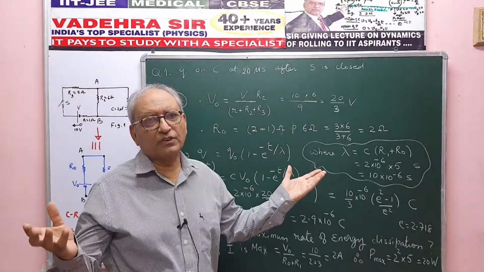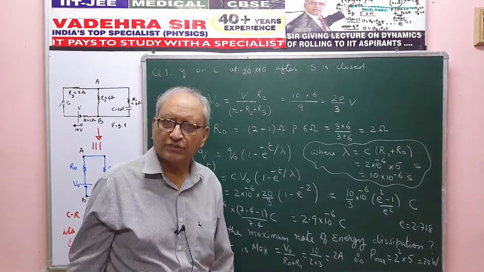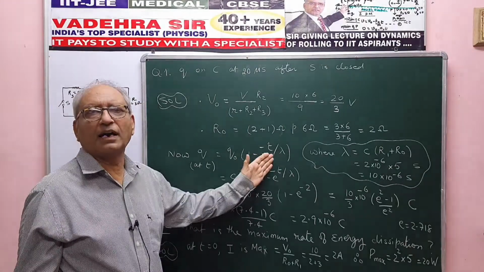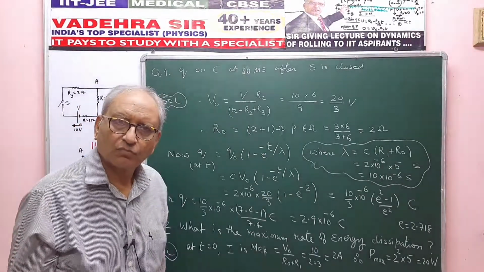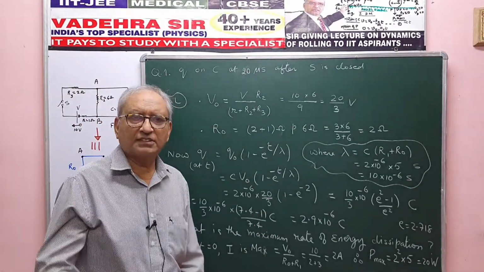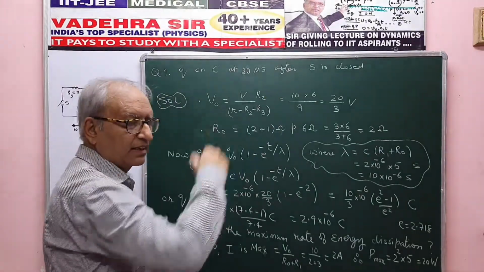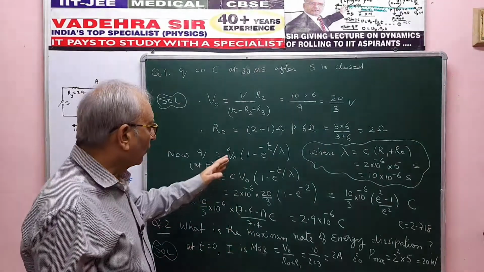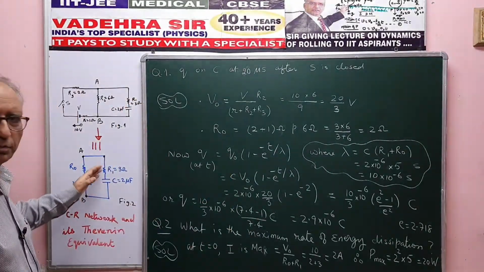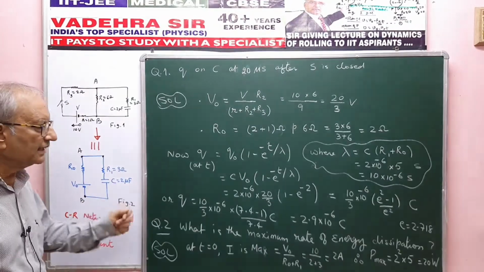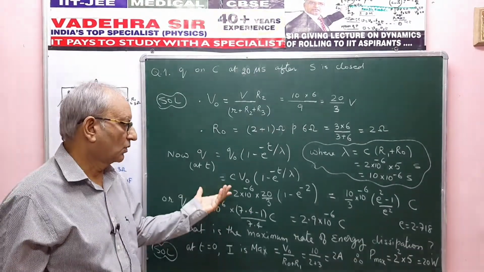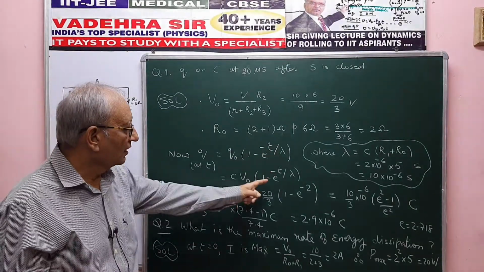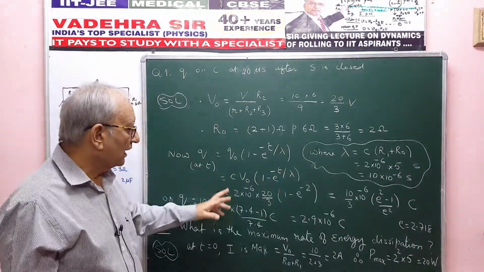Well, I'm using, of course, the exponential charging equation. Q is equal to Q naught into 1 minus e to the power minus t by lambda. So this is the exponential charging equation. The graph is an exponential rising curve. I put in the figures. Now what will be Q naught in the single loop Thevenin equivalent? C into V naught. C I know, V naught we have found, lambda we know.